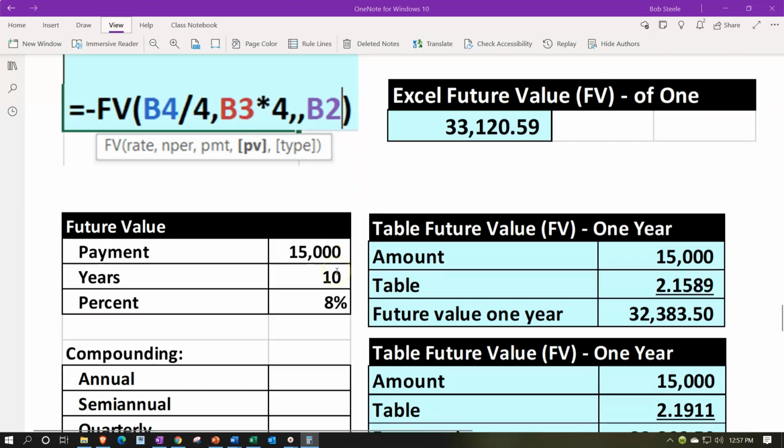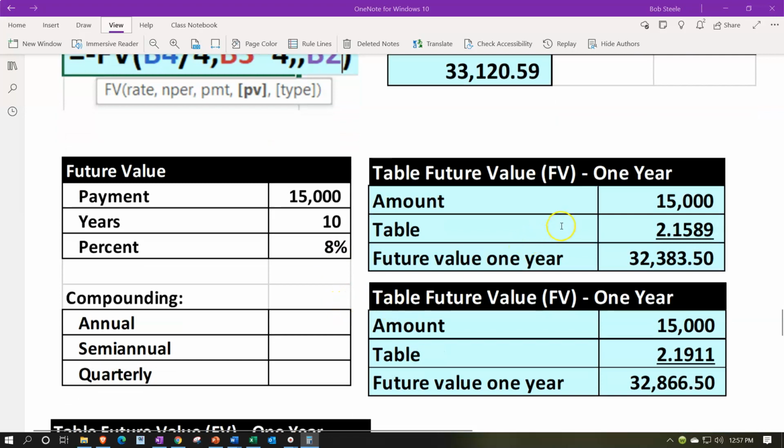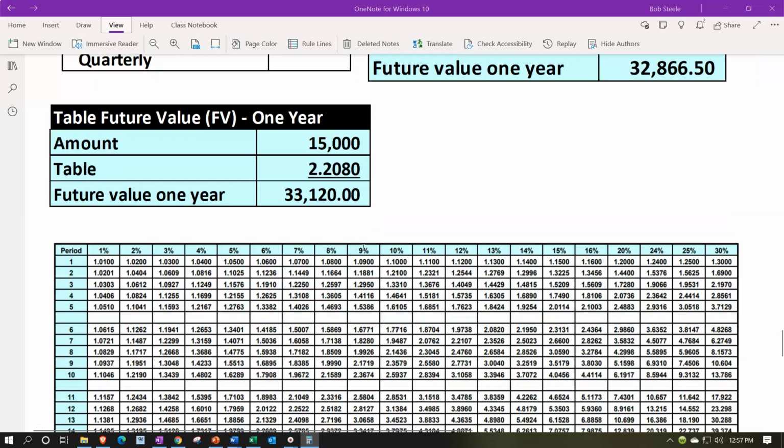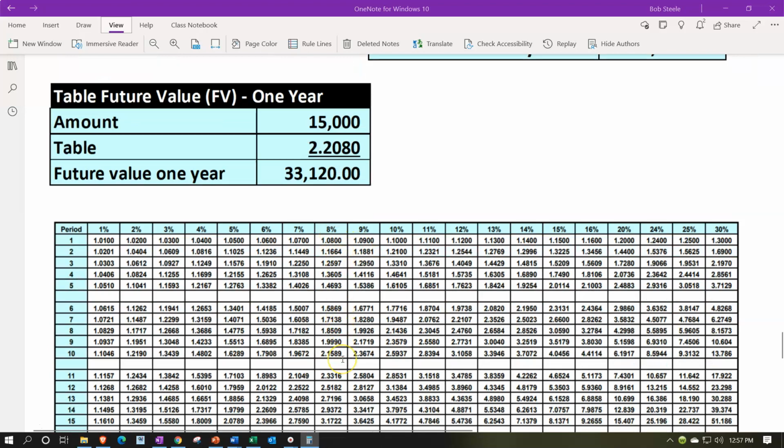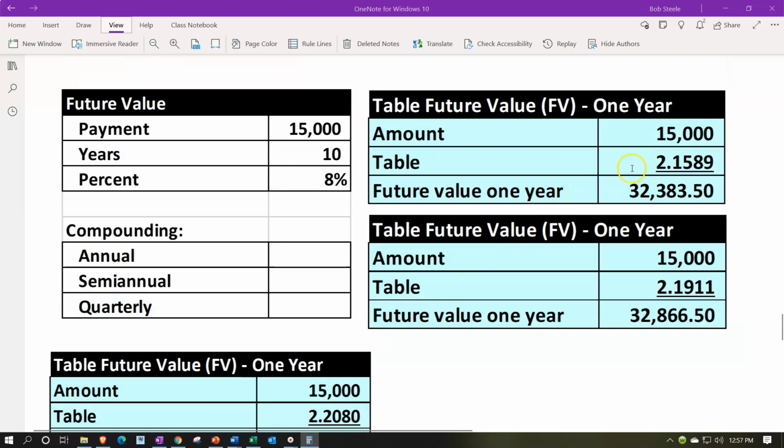Table time, same thing on the table. If we had the normal annual rate here, we've got the 15,000, looking up this amount on the table, it would be 8% and 10. So 8% and 10, that's going to be that 2.1589, 2.1589 that has been used here.